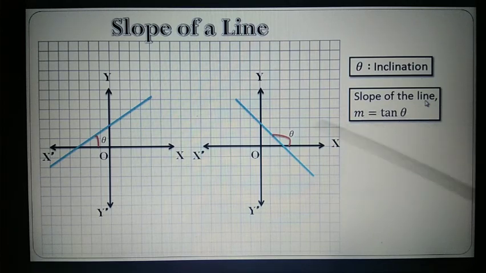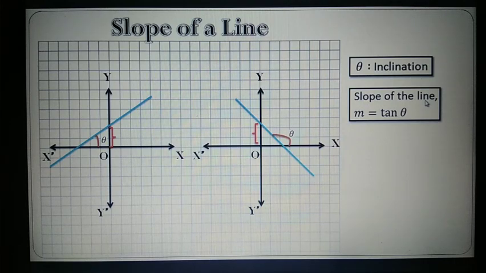So suppose if the angle is 0 degree, then my slope is tan 0 degree, and you know the value of tan 0 is 0. Similarly if the angle theta is 30 degree, then the value of my slope will be tan 30 degree, which is how much? It is 1 by root 3. Is that clear? So next topic that you need to understand for this particular exercise is equation of a line.